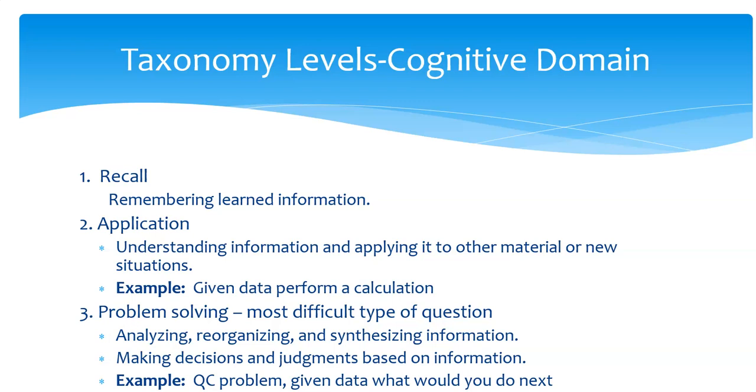Problem solving is the most difficult type of question. You won't get many of them, but this is analyzing, reorganizing, and synthesizing the information and making decisions and judgments based on information. So for example, a QC problem is given the data, what would you do next? So number 1, you would have to know, are these controls in or out? If they're out, at what level of out are they, and what would I do next? So those are the 3 taxonomy levels.